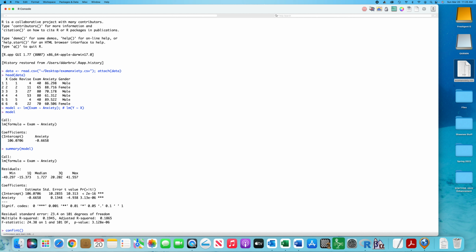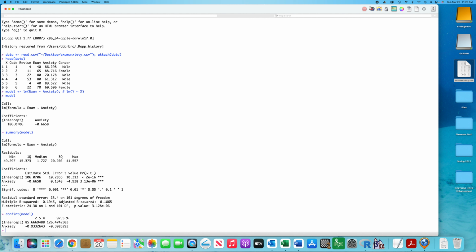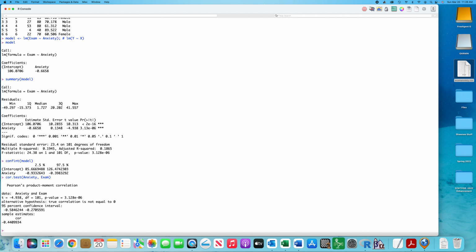I can run confint of my model and get the confidence intervals for the slope and the intercept. I can also run a cor.test if I just wanted to look at the relationship between anxiety and exam. And of course, this gives me the confidence interval for rho, and it gives me my sample estimate.